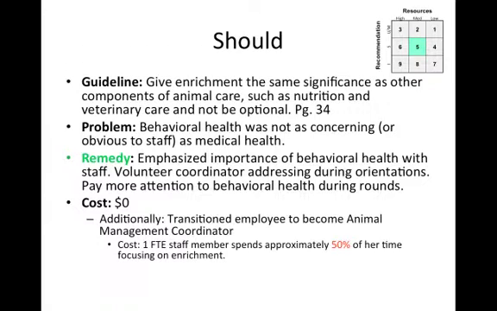They had a volunteer coordinator that included a whole new section on this during orientations. And they had a whole new component of their daily rounds where they would look at behavioral health. Cost nothing. And then in addition, they decided to transition an employee to become an animal management coordinator. So this is a full-time staff member who spends 50% of her time just focusing on enrichment issues for the animals. So that one came out to a 5. For this organization, it was a should, but it required moderate resources to implement.